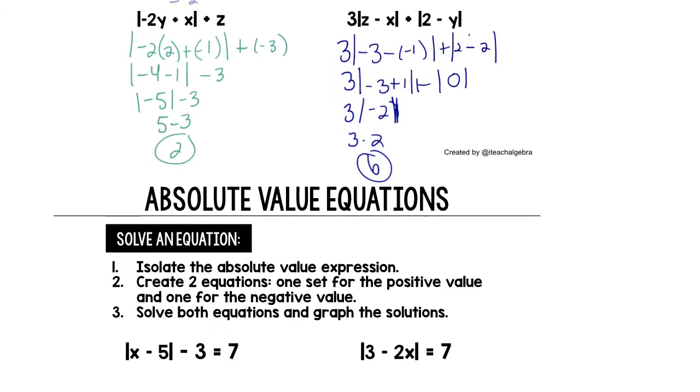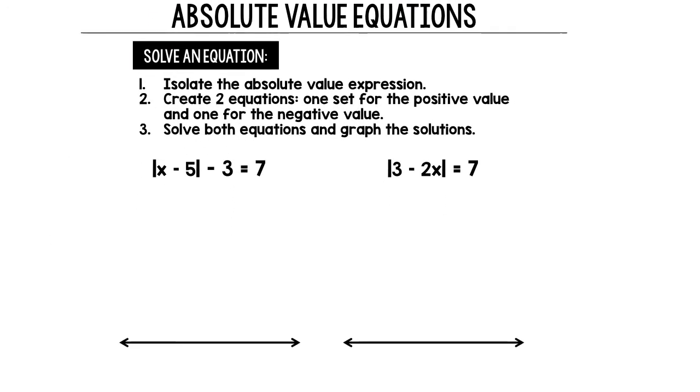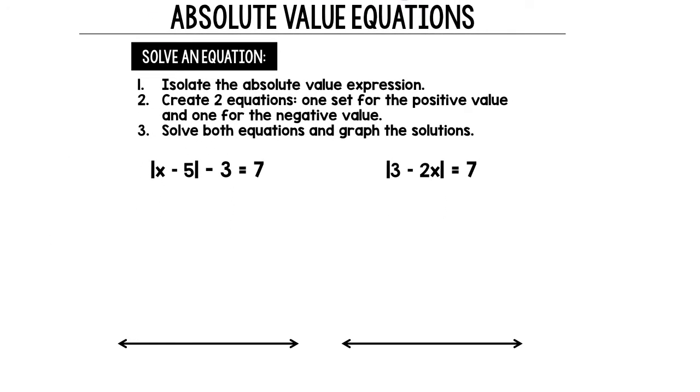So those are absolute value expressions. Let's flip over and look at absolute value equations. First step is to isolate the absolute value expression. We want to get the absolute value all by itself. So in this case, we're going to add 3 to each side and have the absolute value of x minus 5 equals 10.